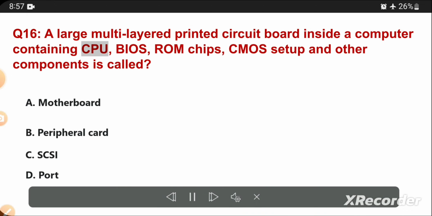Q17. What is the purpose of a CMOS chip in a CPU? Interface between the operating system and the motherboard. Saves system information such as time and date. Provides power to all internal parts of the computer. Protects internal parts from overheating. The correct answer is option B.